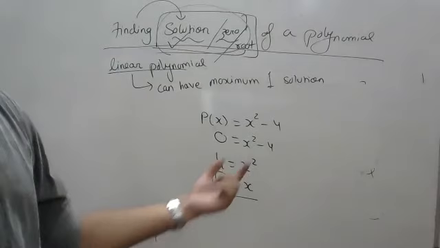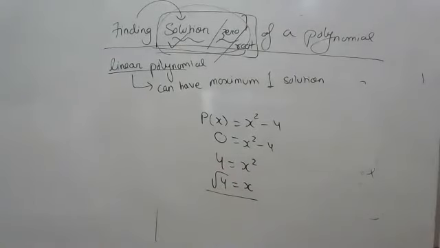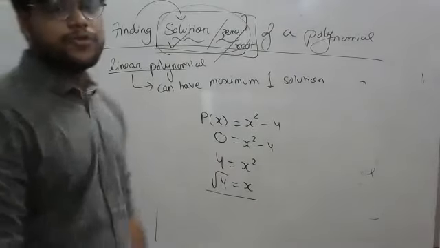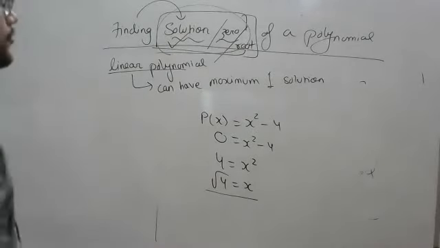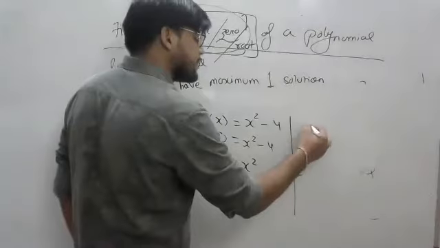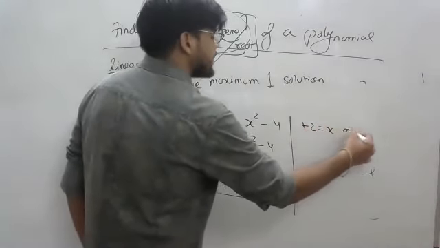So root 4 on one side and x square's root, x, on the other. Now, what will be the root of 4? Many of you are making a mistake. You are only considering 2. That's wrong. The root of 4 can be plus 2 or minus 2, both.